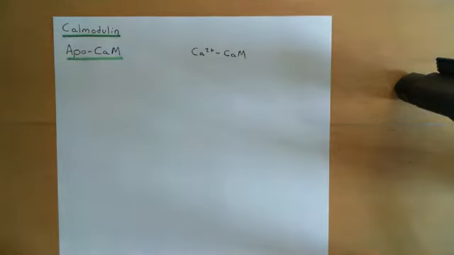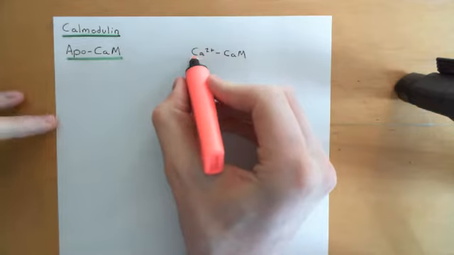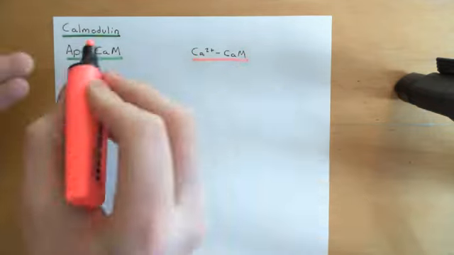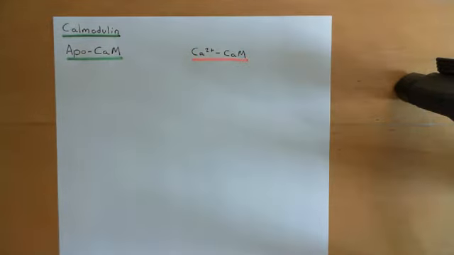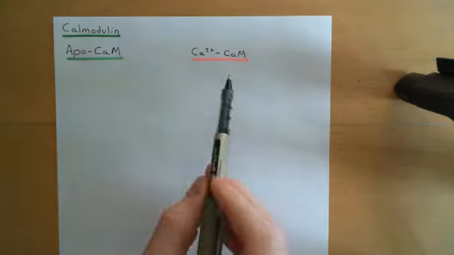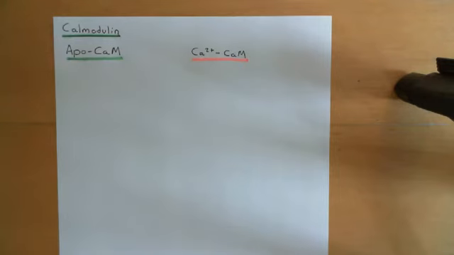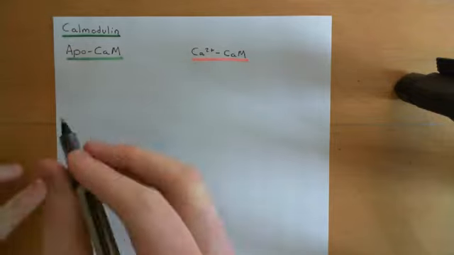These have very different structures, basically. So I'm going to draw out pictures for the apocalmodulin, and then I'll contrast the calcium-calmodulin complex to the apocalmodulin. Let's start off with apocalmodulin then.